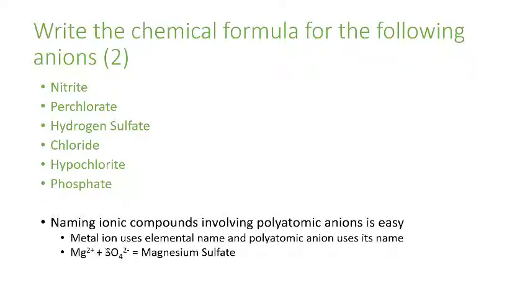Okay, so if we are now naming the ionic compounds involved in polyatomic anions, it's really easy. We do it the exact same way that we did previously, in which we start off with the name of our metal cation, and we just follow it up with the name of our polyatomic anion. So if we're mixing magnesium, the magnesium ion, with sulfate, you just combine the two together to form magnesium sulfate.